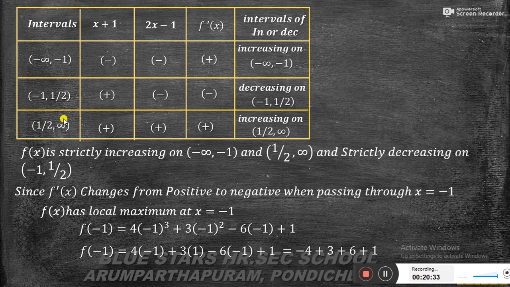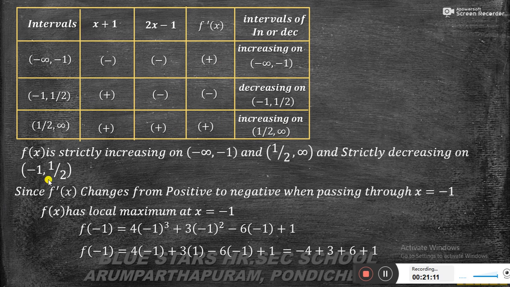Next, 1 by 2 comma infinity. You take any value in this interval. After 1 by 2, I consider 1, 2, 3, 4, and it goes on. So I take a simple number, x equal to 1. I substitute 1 plus 1, which is 2, a positive answer, so I represent it as plus. Next, x equal to 1 again: 2 minus 1 is 1, a positive answer, so plus. Multiplying plus into plus gives plus. So f dash of x sign is plus, which means it is increasing on 1 by 2 comma infinity.